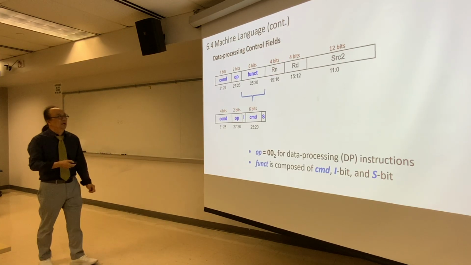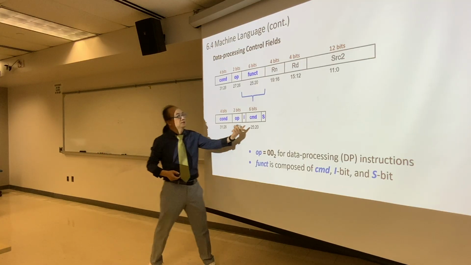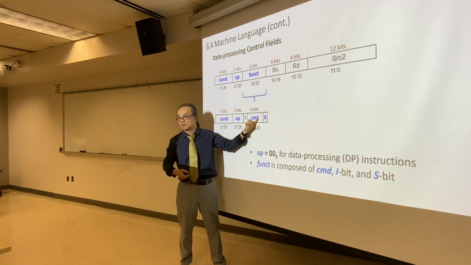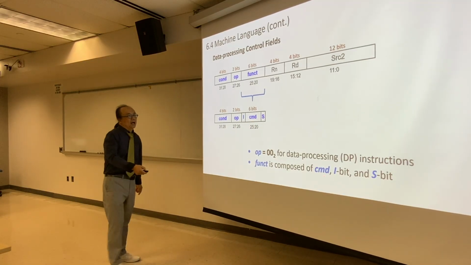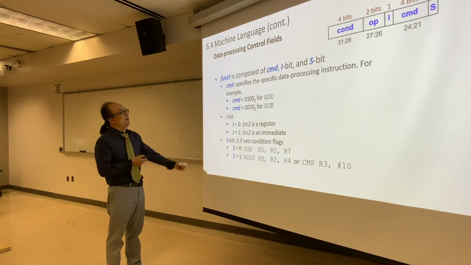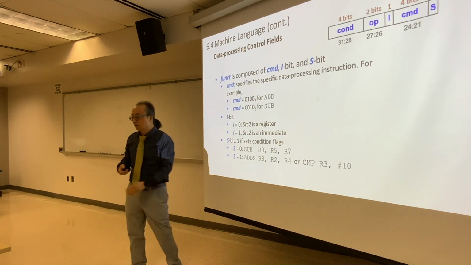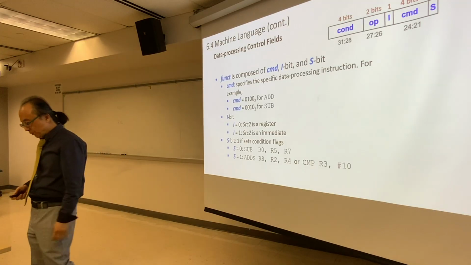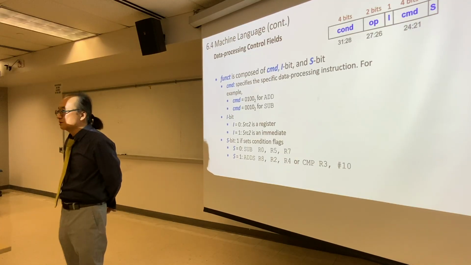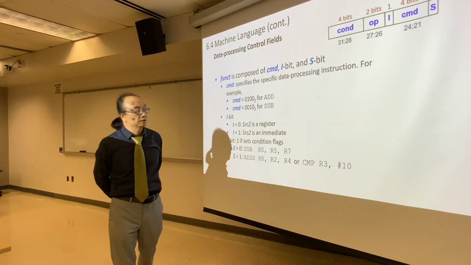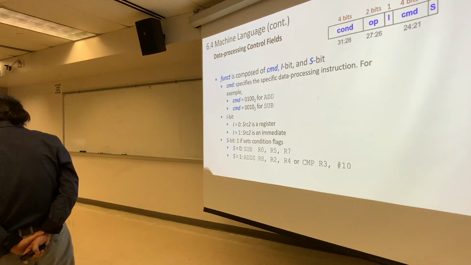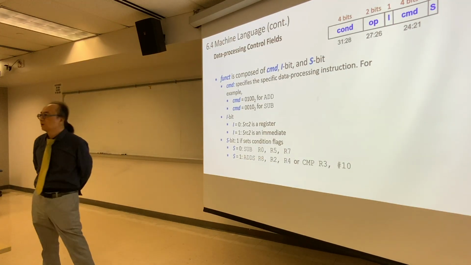And this funct we can now separate into the I bit and S bit, and in the middle 4 bits of CMD. I as an immediate, S as a set for the flag, and CMD. Let's take a look at your data processing. First page, look at the data processing. If the CMD is 0000, what is it? AND, right? Everybody see it? If we have 1010, compare.